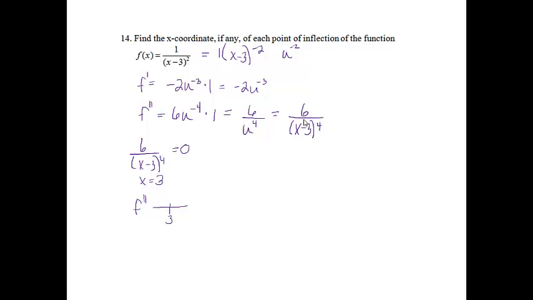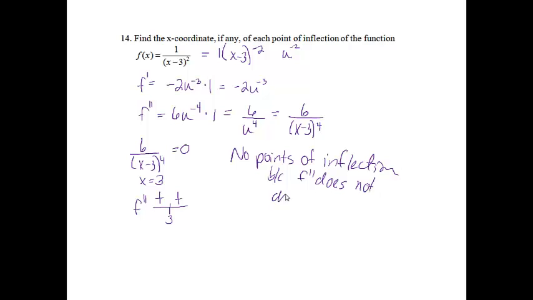To the left of that, if I put 0 in here, when I raise it to a 4th power, that will become a positive value. And then if I plug 4 in there, I also will get a positive answer. So I notice that there are no points of inflection because f double prime never changes sign. So I am going to put no points of inflection because f double prime does not change sign.